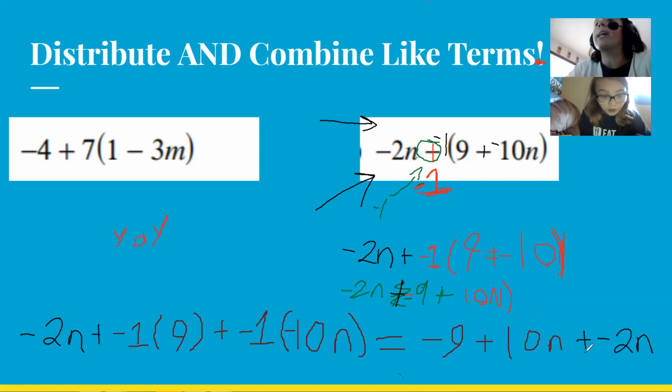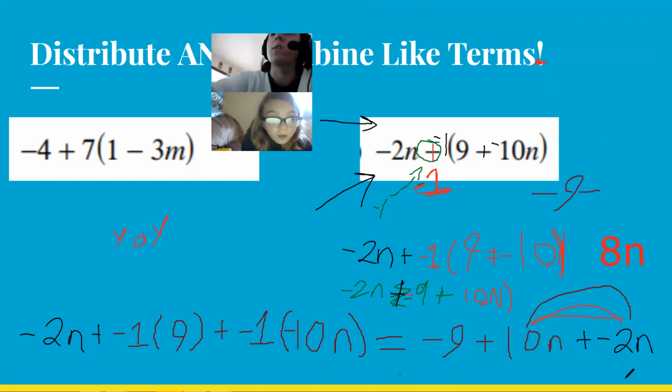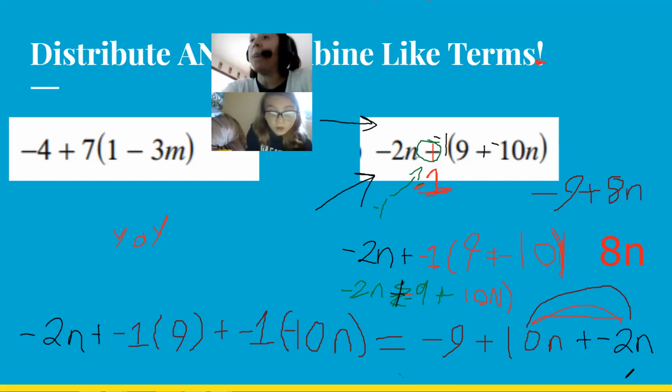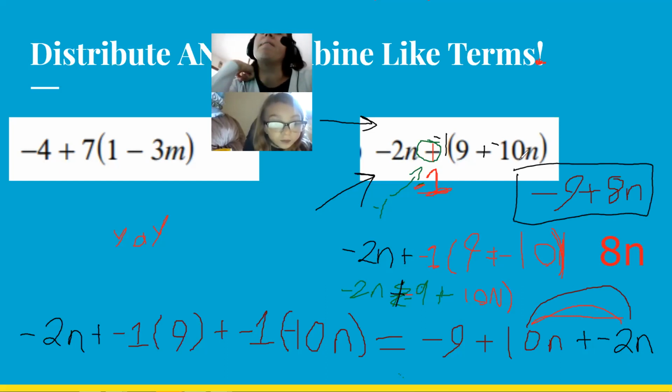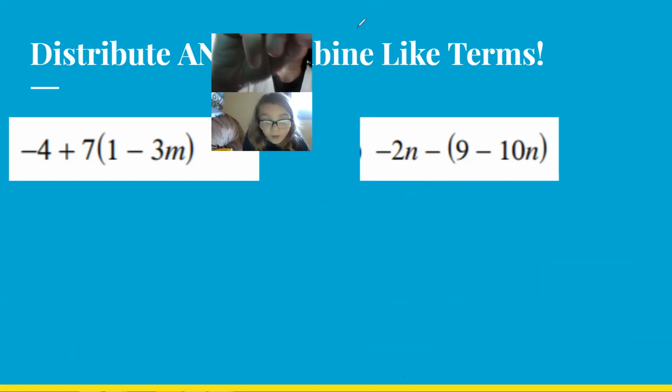So what are our like terms that we would add then? The 10n and the negative 2n, yep, and what would we get? Okay, no problemo. Yep, 8n, so our final answer is negative 9 plus 8n. Very good. Good job, you guys. Yay, math, woohoo! Good work, guys.